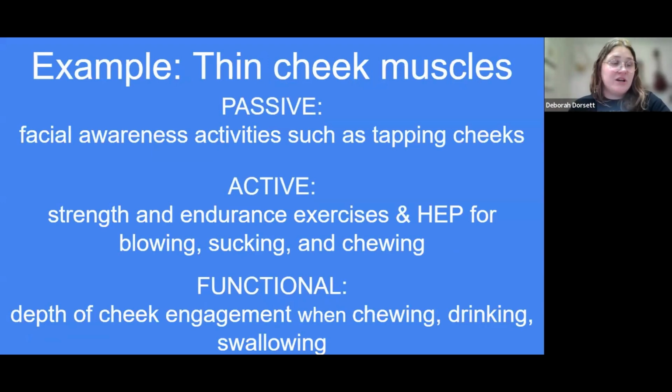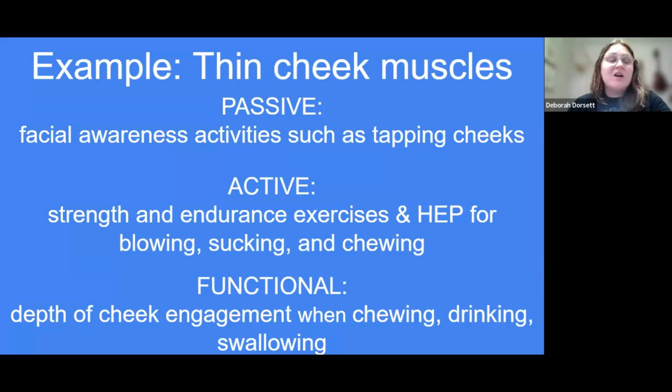For the child who has thin cheek muscles, we might be doing passive input, but it might look a little different than stretch. Remember that muscle is probably really stretchy already, but we would do like tappy, alerty input, like boop, boop, boop, boop, let's get those muscles firing. Actively, we would be working on straightforward strengthening and endurance, like, okay, we're going to chew gum now. We're going to chew beef jerky. We're going to chew dried craisins.